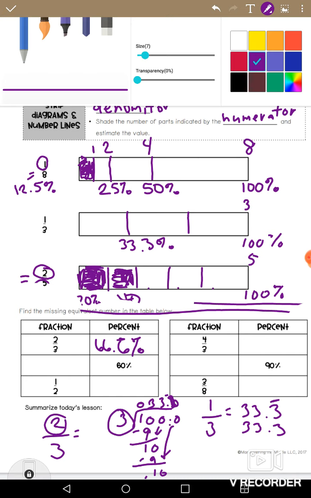Alright, so the rest of your assignment is to go ahead and find the rest of these in the table.